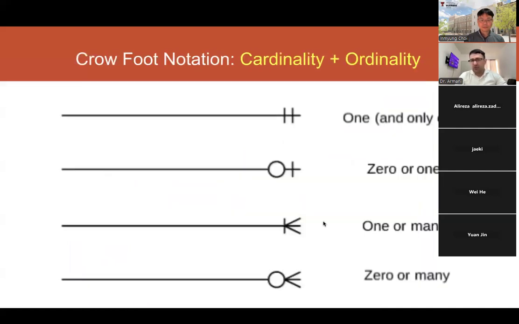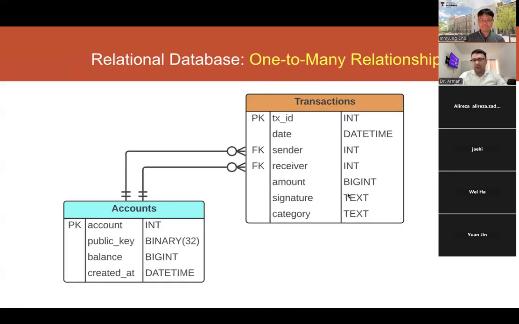So in addition to cardinality, we can also have ordinality. Ordinality specifies the minimum number of values that can be associated with one record. So we can have one and only one, optional, at least one. This means at least one, and this means zero or many, so any number that you want. So this is ordinality and cardinality together.